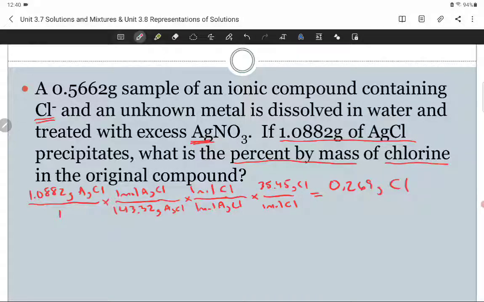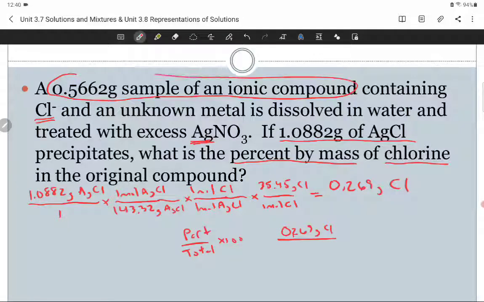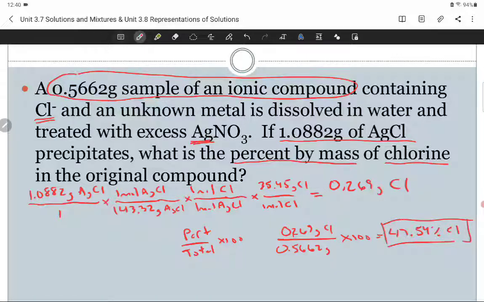So whenever we're doing percents, it's always parts divided by total times 100. Well, now we have our part, 0.269 grams of Cl. We have our total. That was given to us in the question. And then to get it in percentile, we just have to do times 100. And that's going to be 47.54% chlorine by mass. There we go.